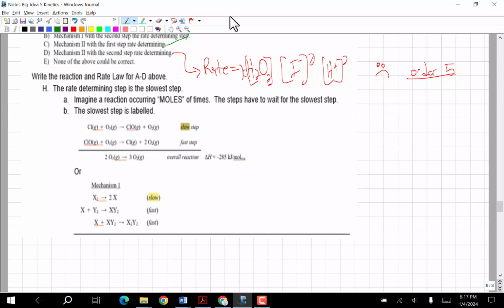All right. The rate determining step is the slowest step. Imagine a reaction occurring moles of times. So remember, moles of times would be 10 to the 23rd times. Jillions and jillions and jillions of times. The steps have to wait for the slowest step. The slowest step is labeled. And people don't believe me when I say it's labeled. It's labeled. See how this says slow? Oh, slow.